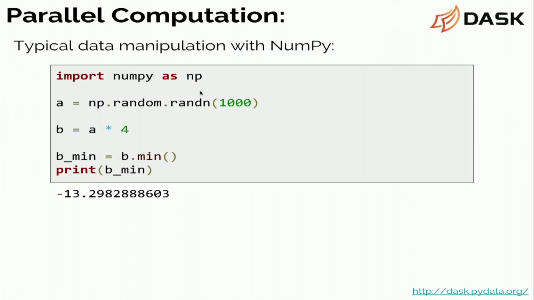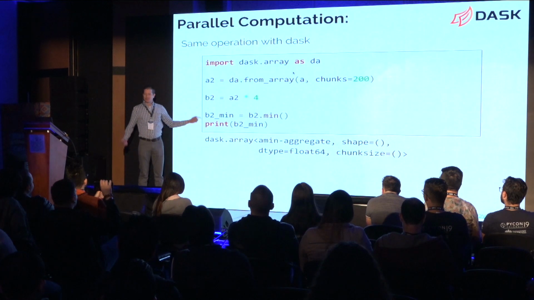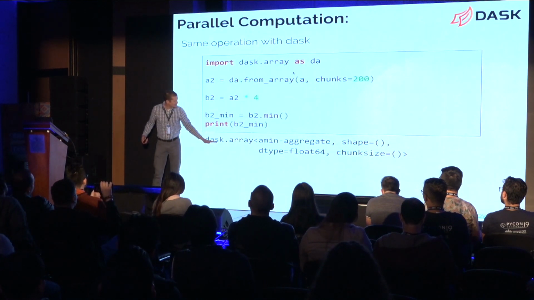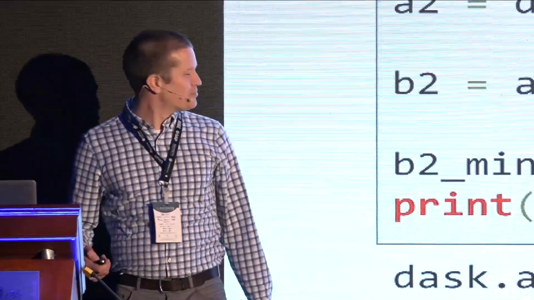And the nice thing about Dask is it's really intuitive. If you're used to writing NumPy code, where we create a random array, multiply it by 4, take the minimum and print the value, if you're using Dask, all you have to do is the same thing. You create a Dask array from your original array. You multiply by 4, you take the min, and you print the value. But instead of the value, what you get out is this Dask graph object. And so what is that object?